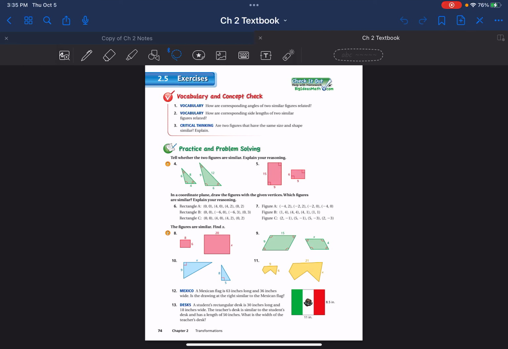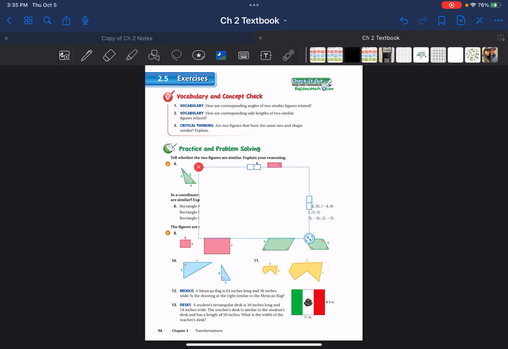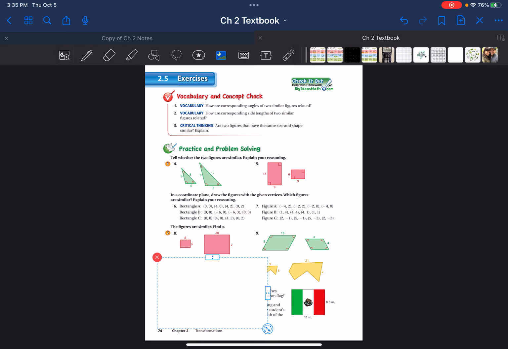All right, I would like you guys to grab a whiteboard and grab a marker. Let's do a couple examples with each other before I let you guys work on your practice page. So, once you have your whiteboard and your marker, remember you can pause this if you need to. Let's do some of these problems together.